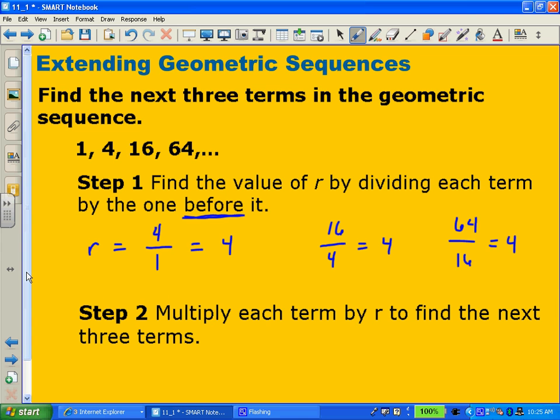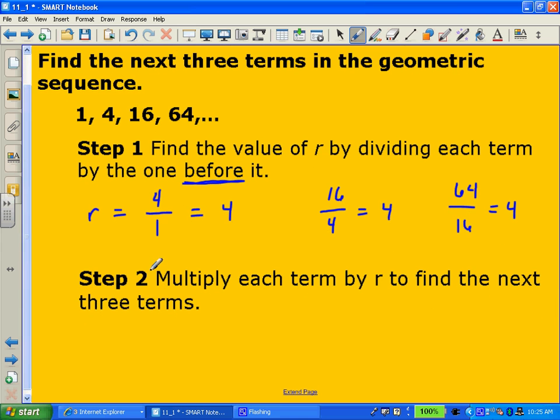And once I've found out the common ratio, I just multiply each term by that common ratio to get the next three terms. So, for example, to get the next term, I'd have to do 64 times 4. And when I do that, I get 256. So 256 would be my next term.